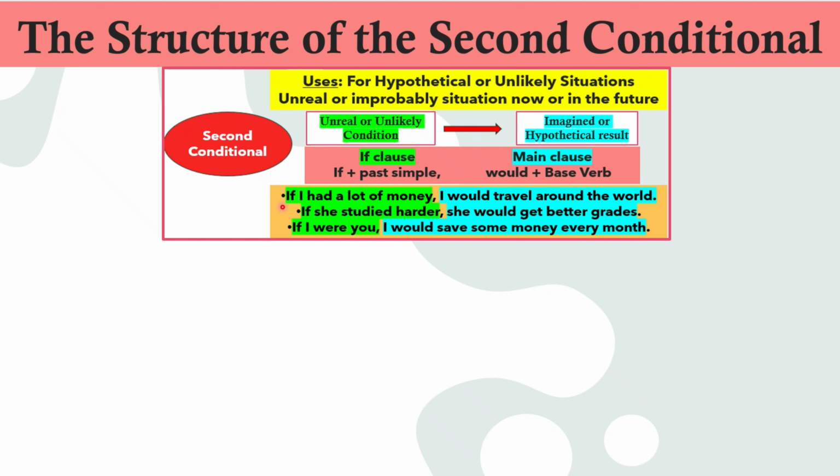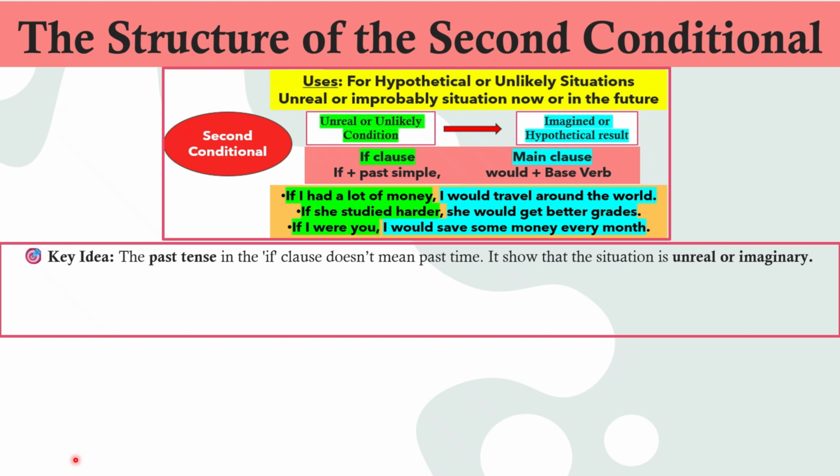Let's look at some examples. If I had a lot of money, I would travel around the world. If she studied harder, she would get better grades. If I were you, I would save some money every month. Here, the past tense in the if clause doesn't mean past time. It simply shows that the situation is not real. It's imaginary or hypothetical.